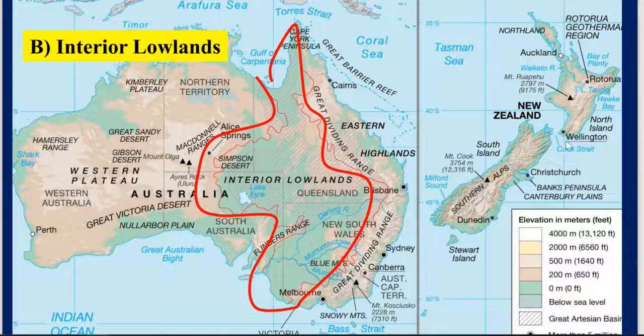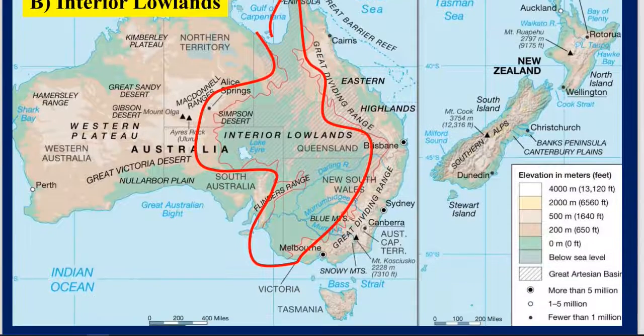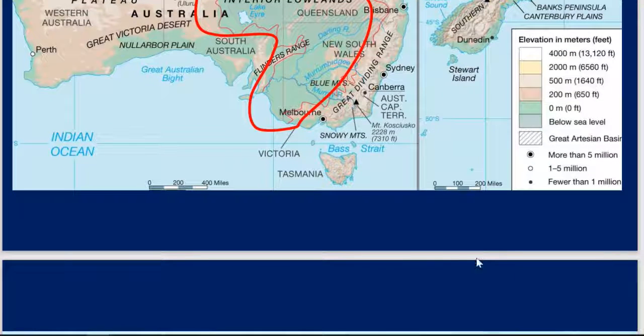Now we move down. Of course, you see New Zealand, two islands, a North Island and a South Island. We'll talk about that a little bit more. By the way, here's Tasmania, if you wondered about it. It's part of Australia.